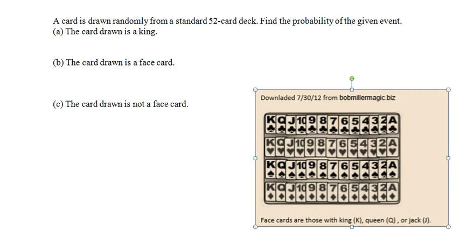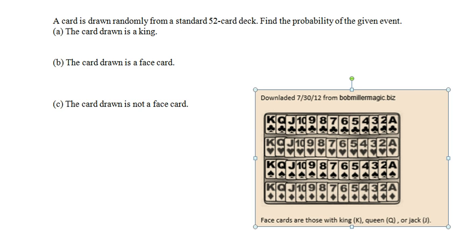A card is drawn randomly from a standard 52 card deck. Find the probability of the given event. The first event is the card drawn is a king. Well, in a 52 card deck, there are 4 suits, and each suit has a king. So there are 4 kings.